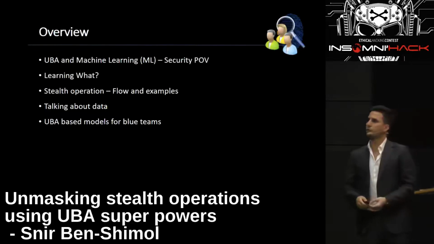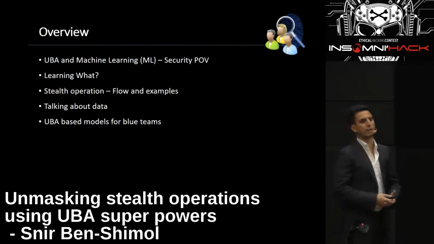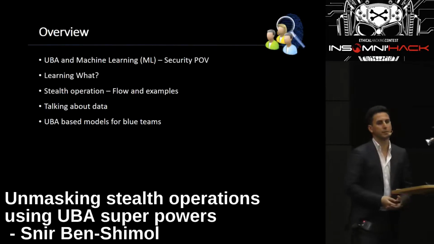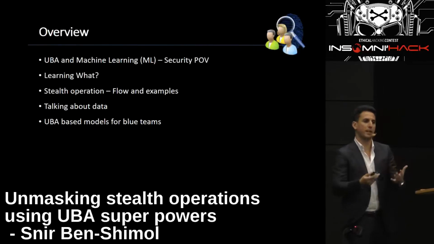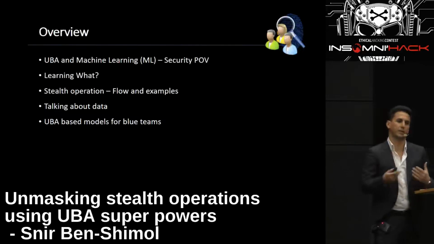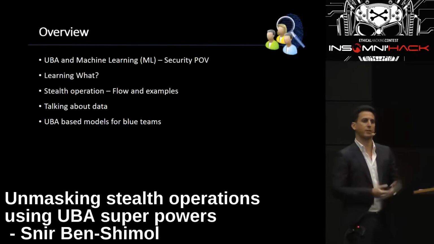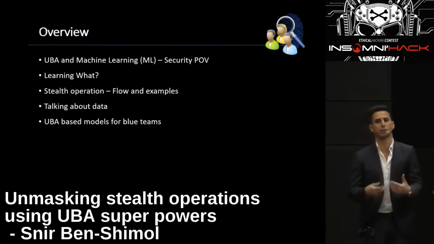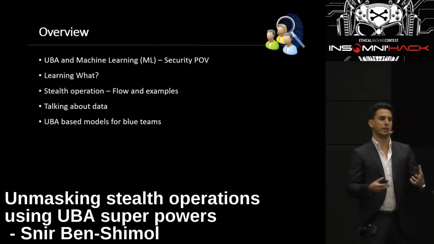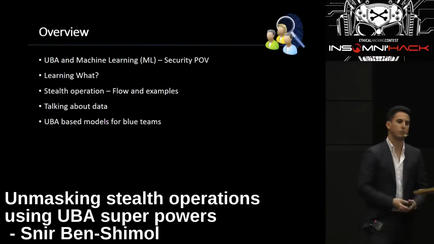So, an overview of what we are going to talk about this hour. UBA and machine learning from a security point of view, and some insight about UBA from my experience: what we need to learn and what I recommend you to learn. We're going to cover some stealth operations. I'm going to show a generic flow, and then we will talk about the data we have in the organization in order to answer those kinds of threats. And we're going to talk about some models for blue teams.